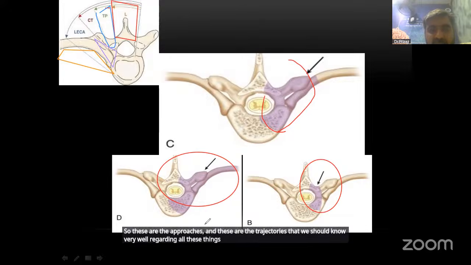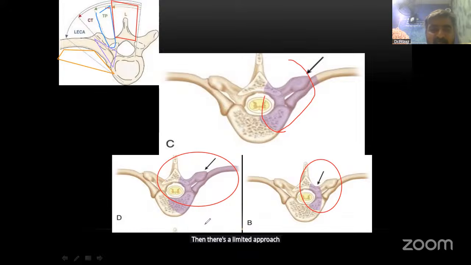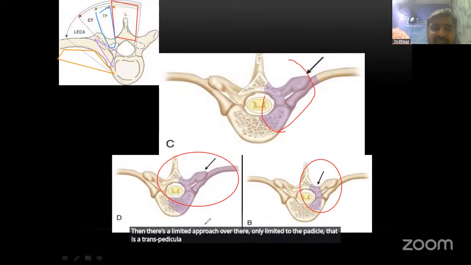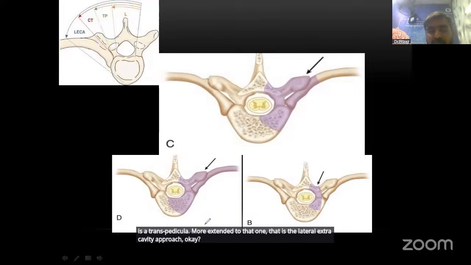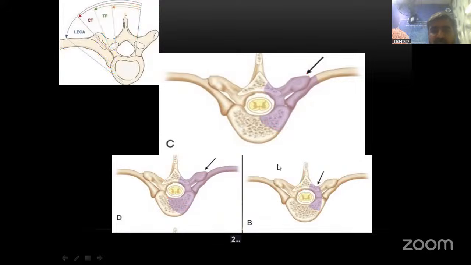When we are talking about the posterolateral approaches, all posterolateral approaches, to me, are variants of costotransversectomy. Then there is a limited approach, only limited to the pedicle, that is the transpedicular. More extended than that is the lateral extracavitary approach.